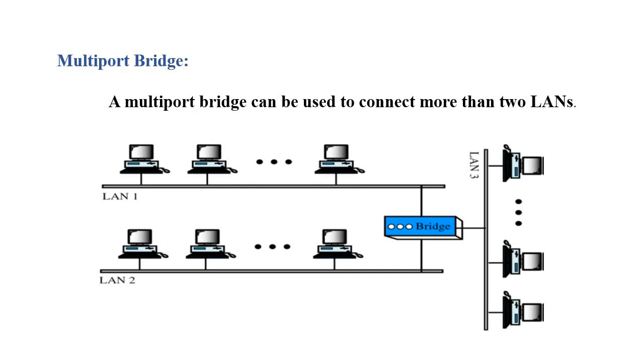The second one is the multi-port bridge. A multi-port bridge can be used to connect more than two LANs. Here we see the diagram: LAN 1, LAN 2 and LAN 3. The three LANs are connected by the bridge.